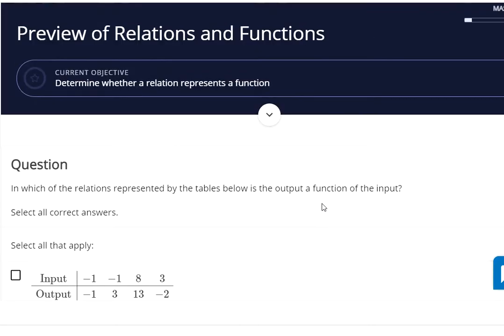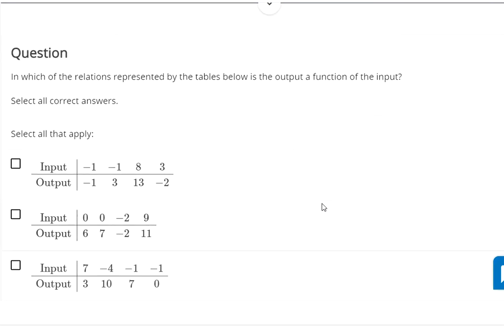Okay, determine whether the relation represents a function. With a function, one input has to match with one output. Like for example, if you plug in x equals 1 and you get out y equals 9, you shouldn't be able to find another place where it says x equals 1 and y equals 7, right? It should always be x equals 1 yields y equals 9.